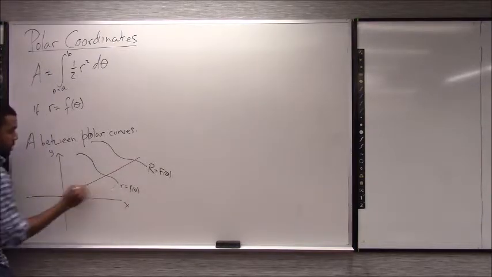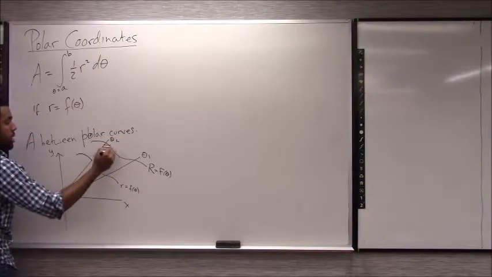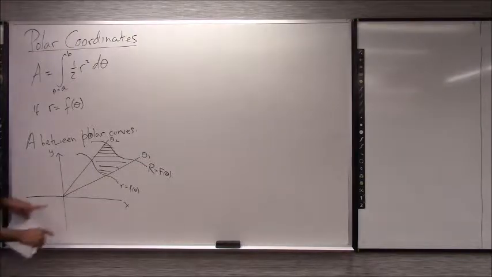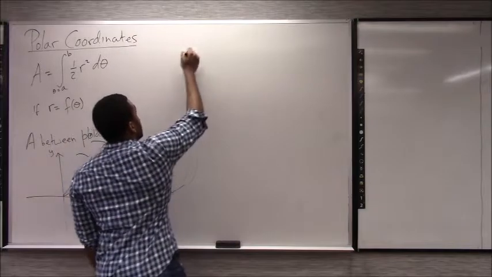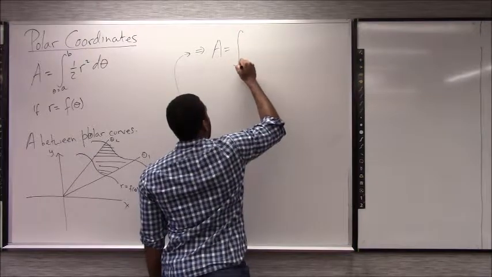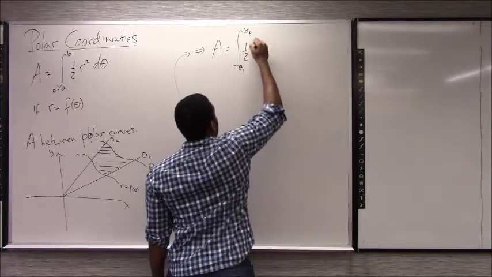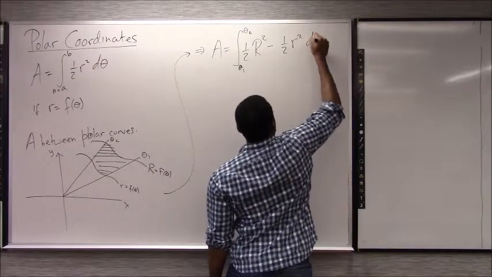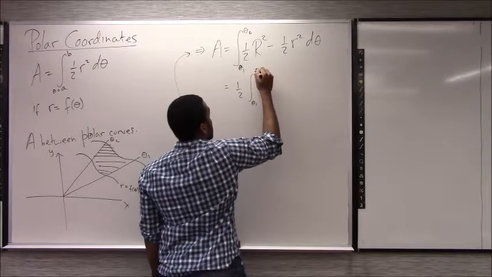And if my angle goes from, say, theta 1 to theta 2, and I care about the area in between them, then it works just as you would think. You take the outer area minus the inner area. So the area in between these curves would be the integral from theta 1 to theta 2 of 1 half the big R squared minus 1 half the little r squared. A half is a constant, so you can factor it out.